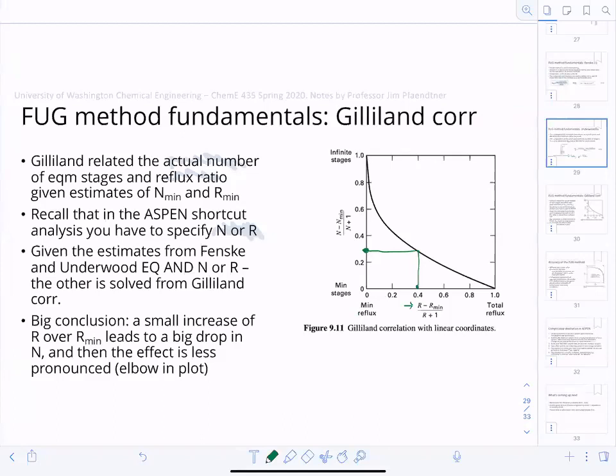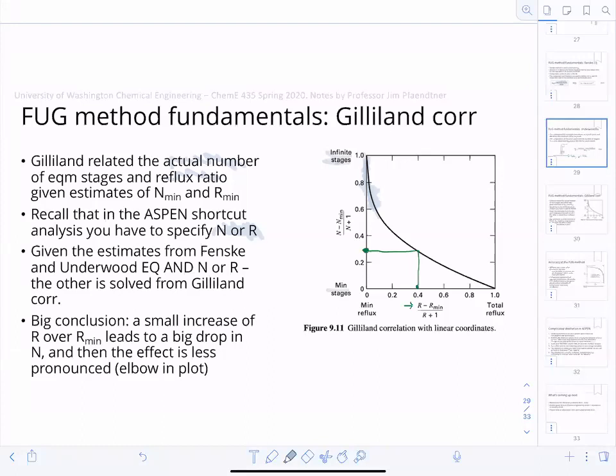The real takeaway here, and this is an important concept in distillation design, look at the very beginning of this graph. So what we see here is that as we leave Rmin, in this axis, R minus Rmin, if R is equal to Rmin, so if we're operating at the minimum reflux, if we just increase the reflux ratio a little bit, we get a really big drop in the number of stages that are needed. We're going from infinite stages to minimum number of stages.